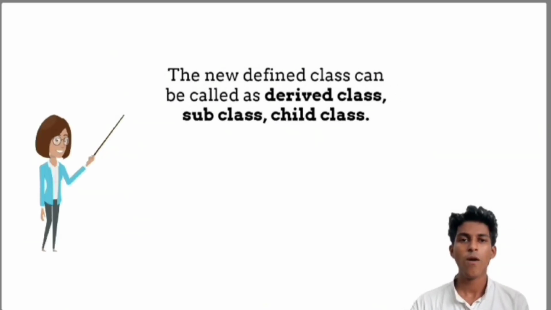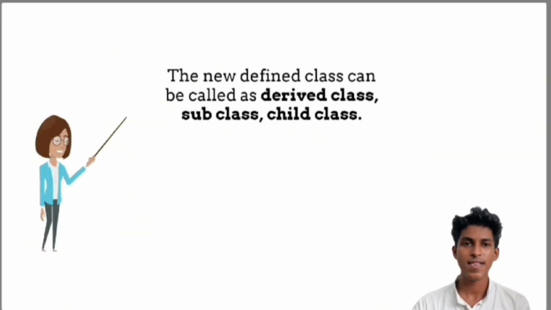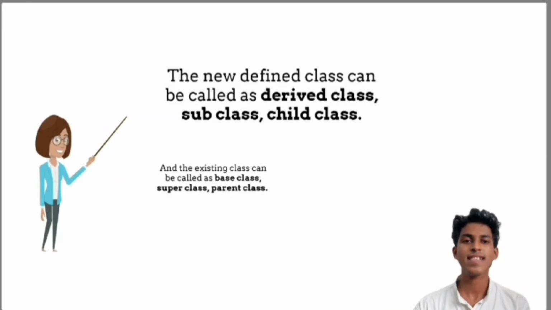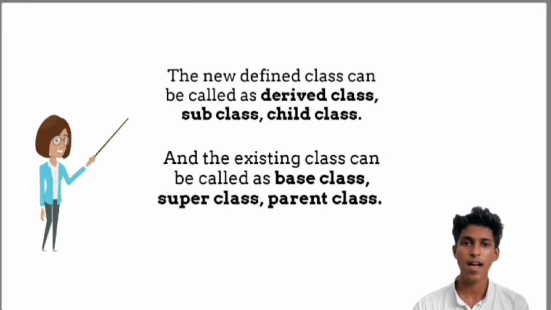Let's learn about what a superclass and a child class are and the syntax to inherit these classes. A newly defined class can be called a derived class, subclass, or child class, and the existing class can be called a base class, superclass, or parent class.